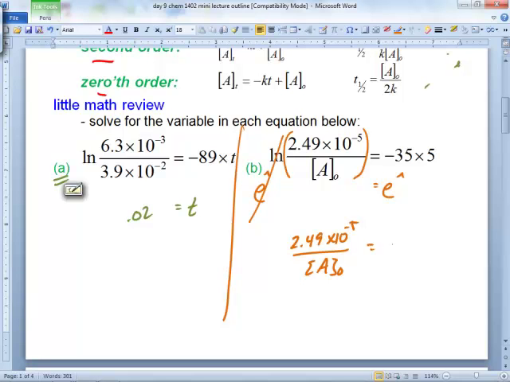Then the other side is going to be e to the negative, what is 35 times 5? 175. Thank you very much. Okay?